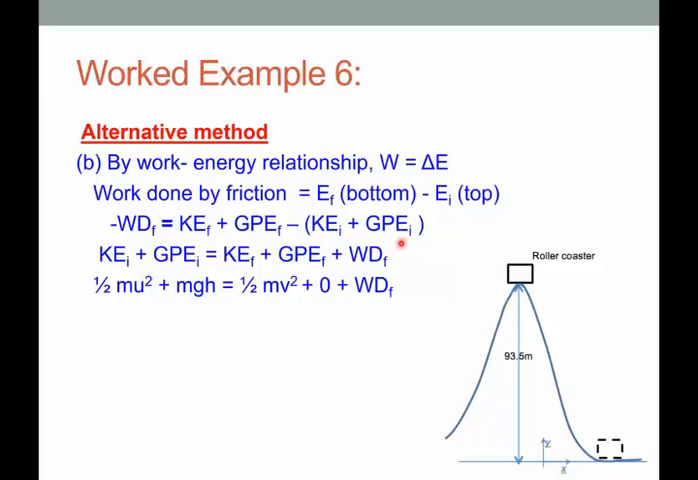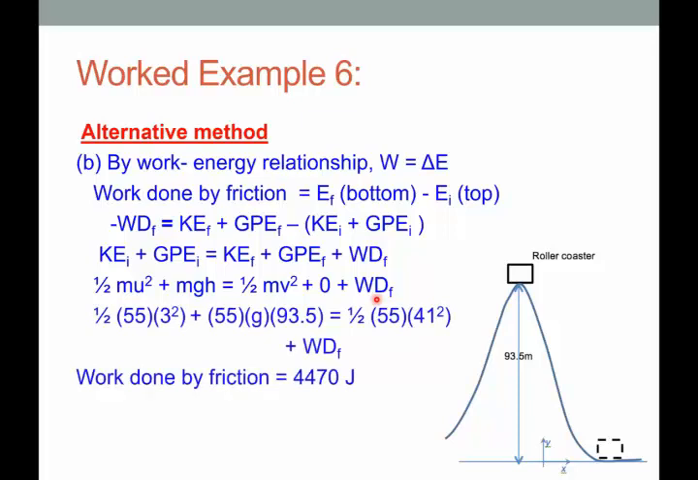If you rearrange the equation and substitute in the values, you will have half mu squared plus mgh equals half mv squared plus 0, where the 0 is the reference level gravitational potential energy, plus the work done by friction. So again, if you substitute in the values, you will have work done by friction equals 4470 joules.